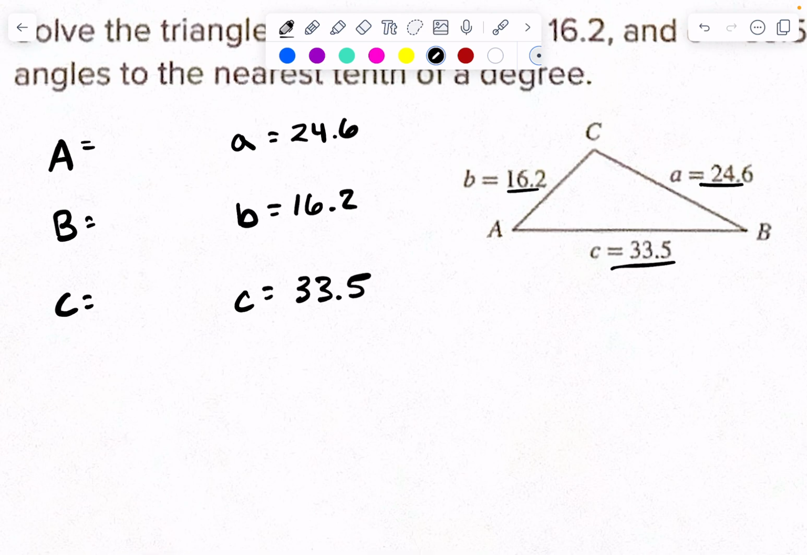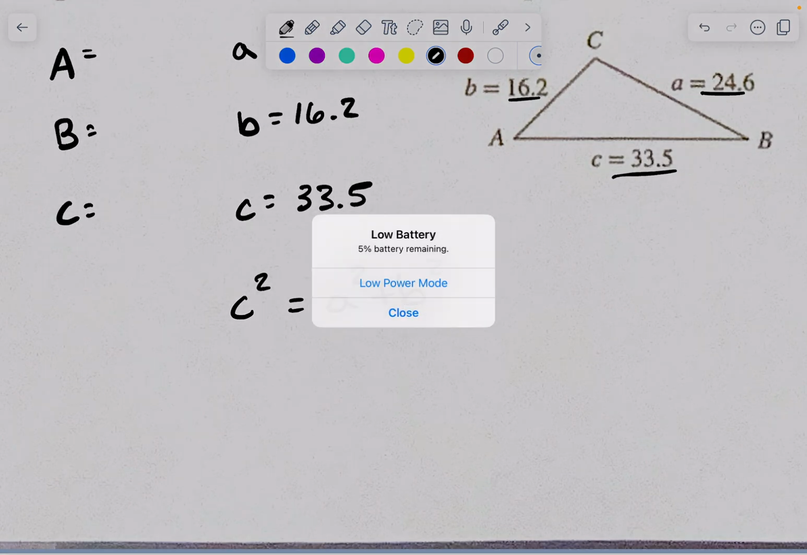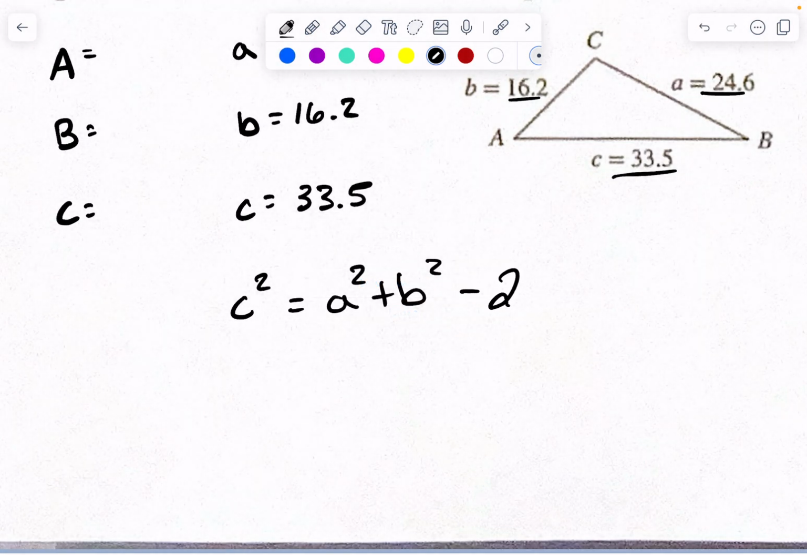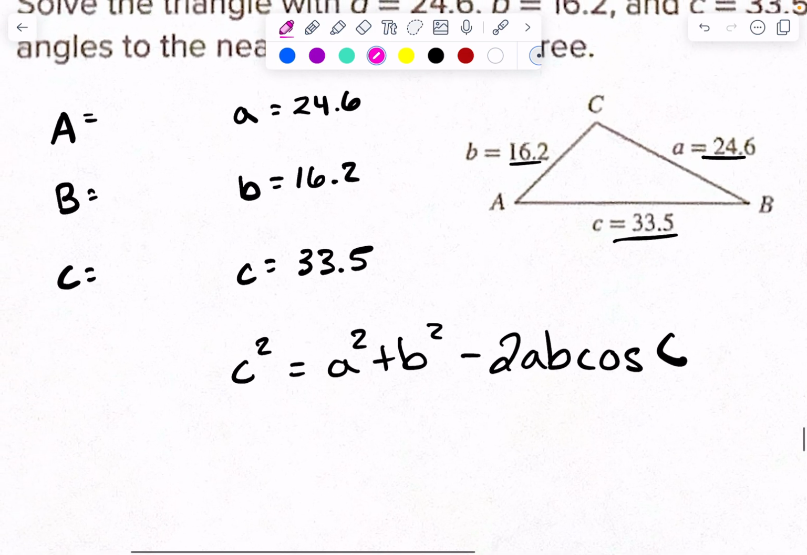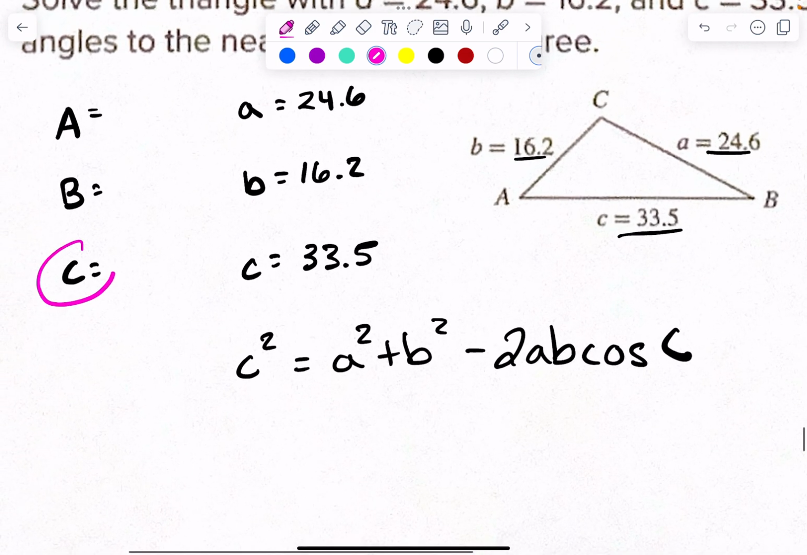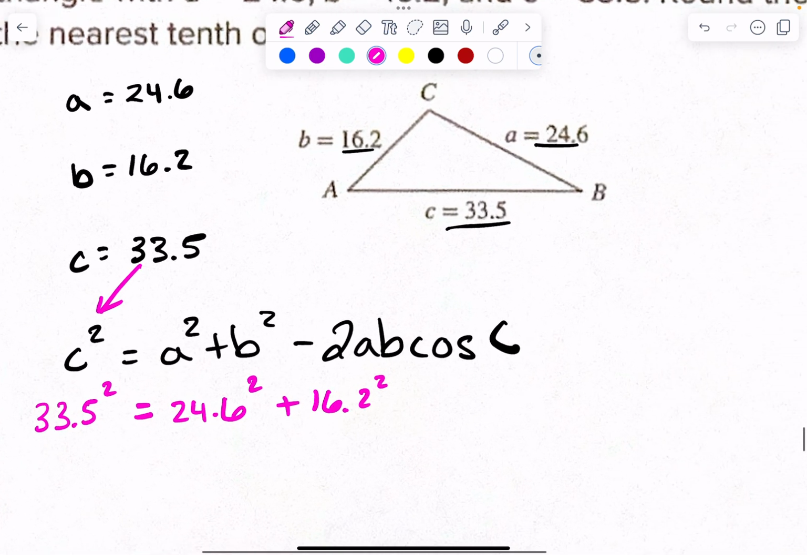All right, I'm going to write out the formula. So c squared equals a squared plus b squared, minus 2ab cosine of C. Okay, now again, you can move your stuff around however you want. If it makes sense to you, we could solve for capital C here first, right? So I'm going to pop 33.5 in here, squared, equals 24.6 squared, plus, just keep in mind, know that you can swap these around if you want to.